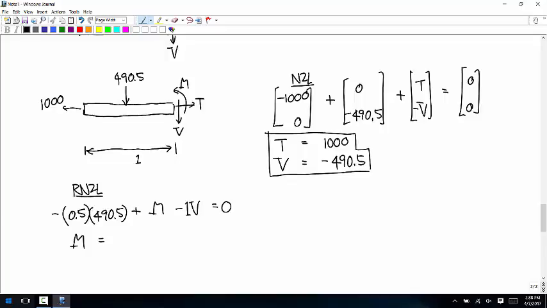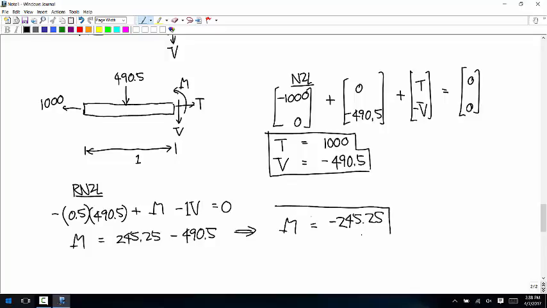So m is equal to 245.25 minus 490.5. So m is equal to negative 245.2. Why don't the derivative checks look like they work here? That's right. These are not functions of x, so you can't. Yep, they're just individual values.